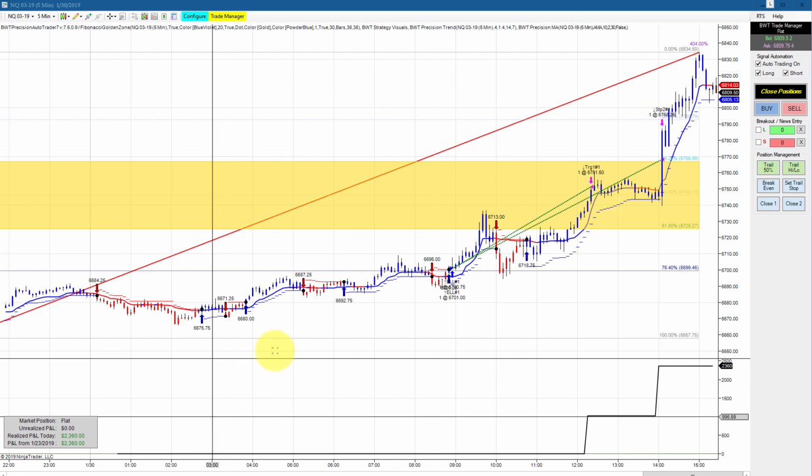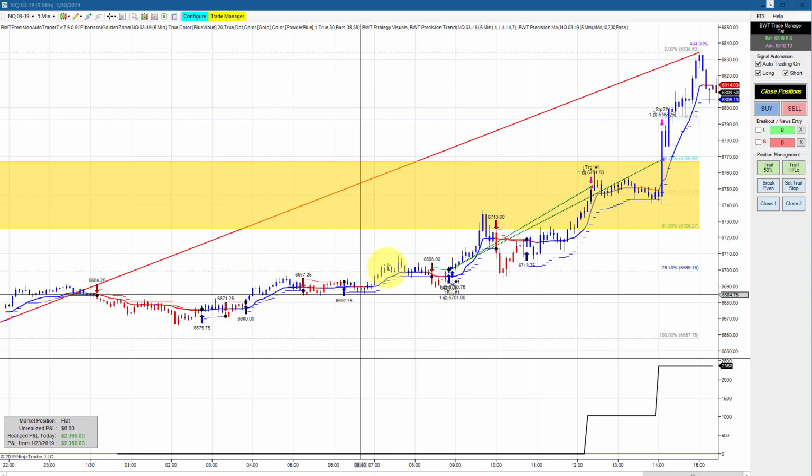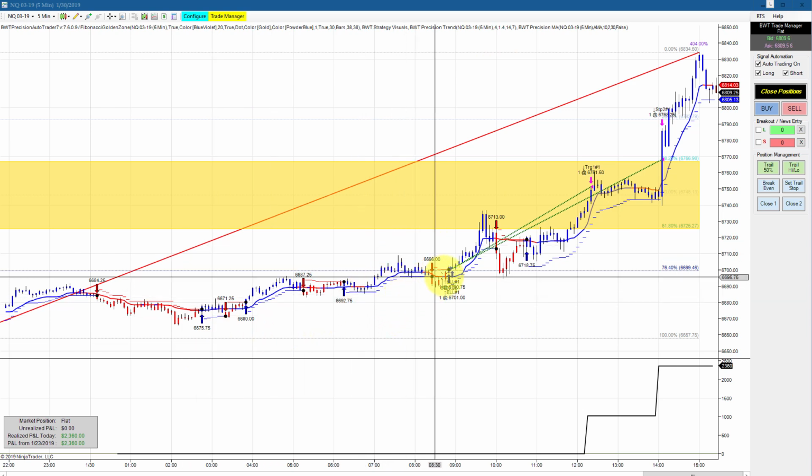Also, you'll notice that the trade labels do not have an H in front of them.